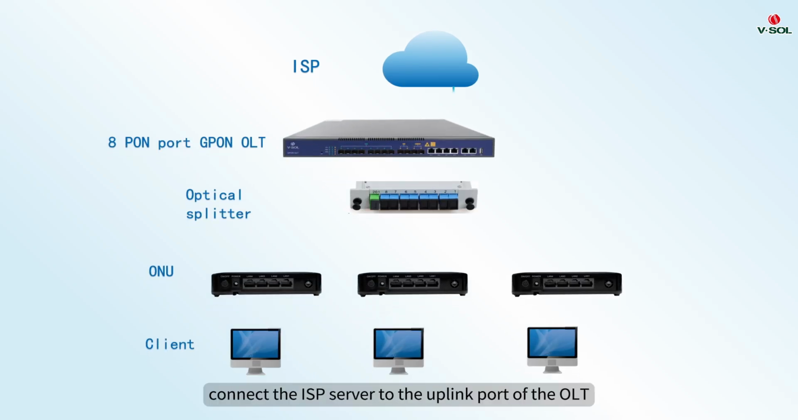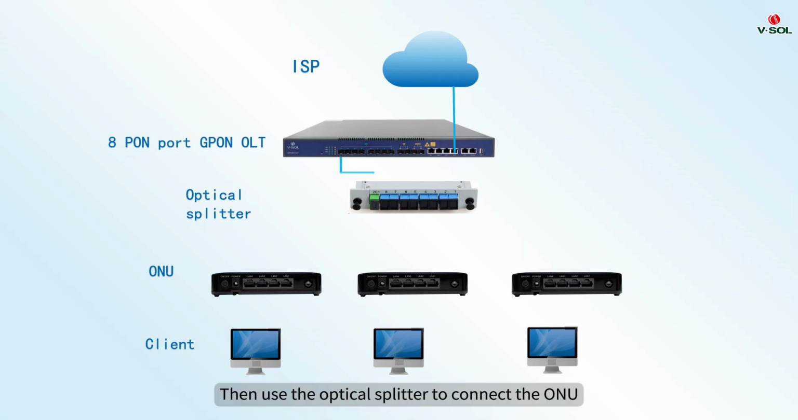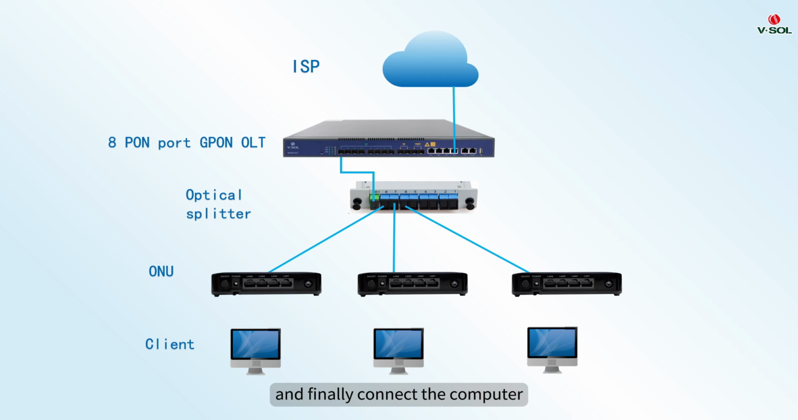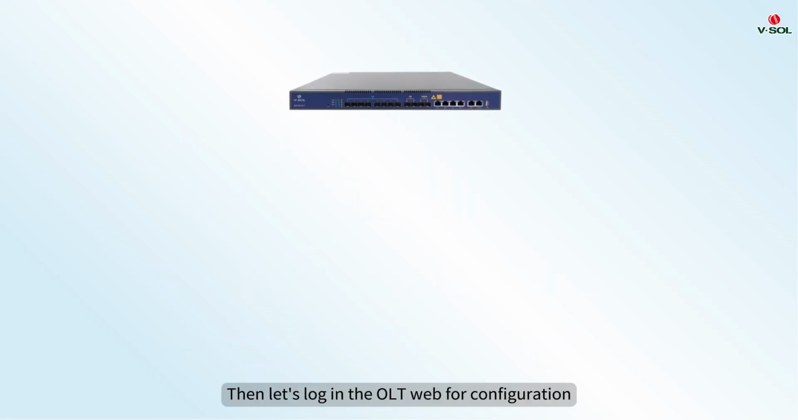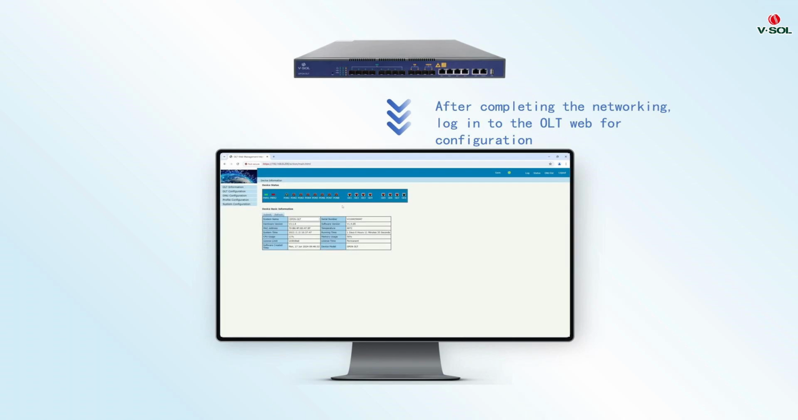First, connect the ISP server to the uplink port of the OLT. Then use the optical splitter to connect the ONU to the PON port of the OLT, and finally connect the computer to the LAN port of the ONU to play video. Then let's log in to the OLT web for configuration.